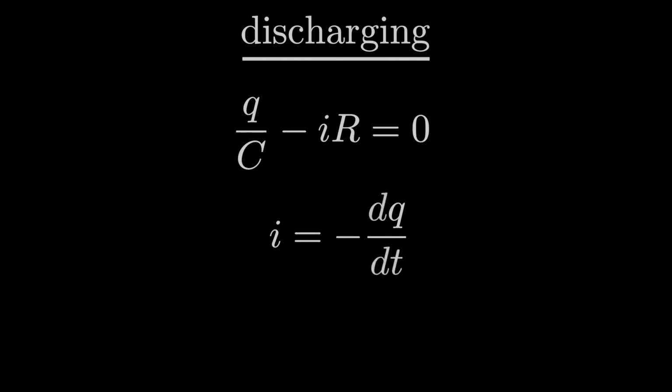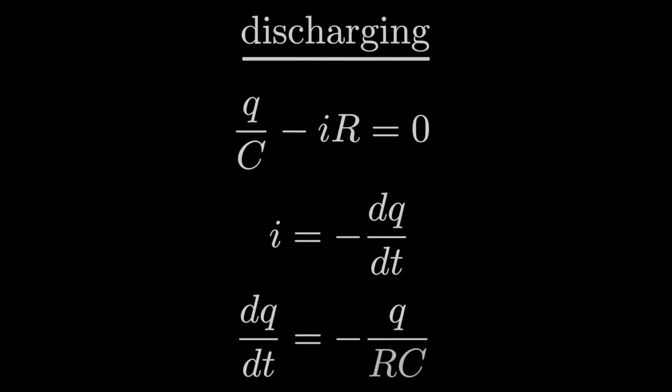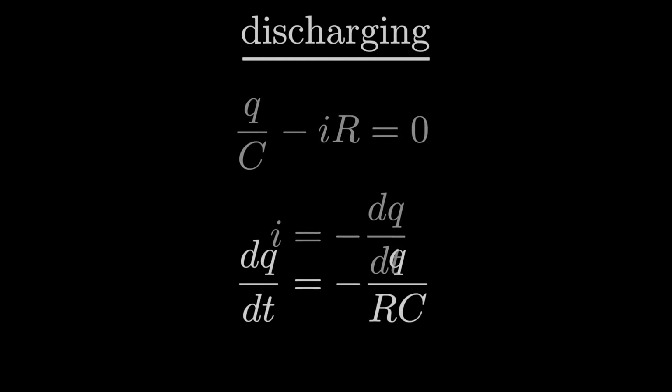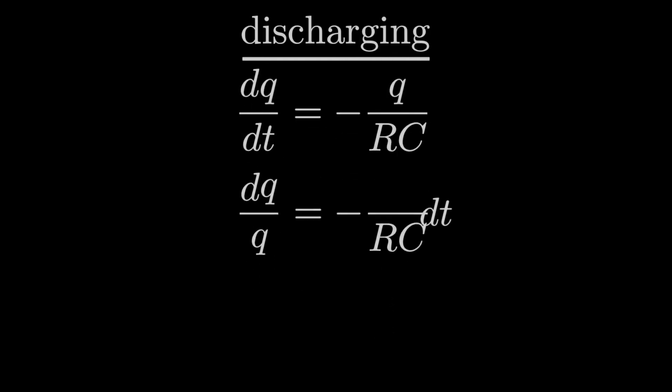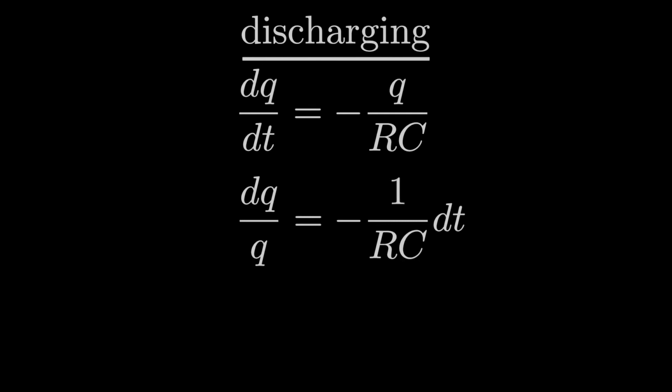We start with our loop rule in the discharging scenario, and remember that here, in order to keep the current positive, since the direction of the current is already correct, we have to awkwardly call I negative dq/dt, since the charge on the capacitor is decreasing, so dq/dt is negative. Then putting those two equations together, we ended up with this equation below. Because we want all the q's on one side and all the t's on the other side, we divide by q and multiply by dt.